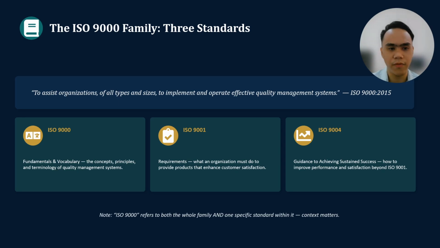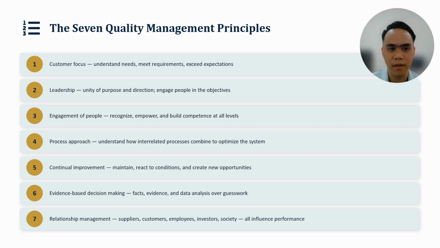You just have to figure out from the context whether they mean the full three-document family or specifically the vocabulary document. So many people, in fact, inadvertently call the requirements ISO 9000 when they actually mean 9001. So we'll flag that specific mix-up later on.